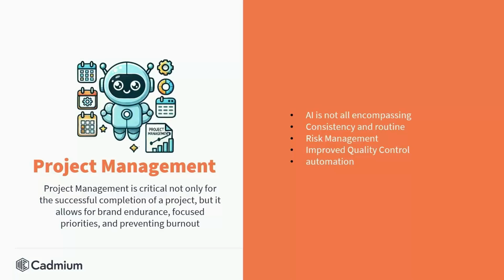With those prompts, I may not always get the same output, or it may be a worse output. So we need to make sure we can be consistent, and we need to make sure we understand that maybe AI can help us automate some of these tasks. So that'll be my last example. So with this project management portion, just know that AI is not all-encompassing yet. Consistency and routine are key for this, and it helps improve quality control.